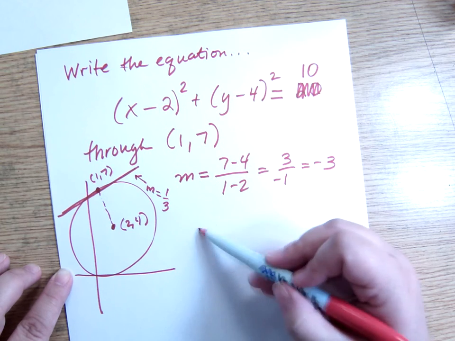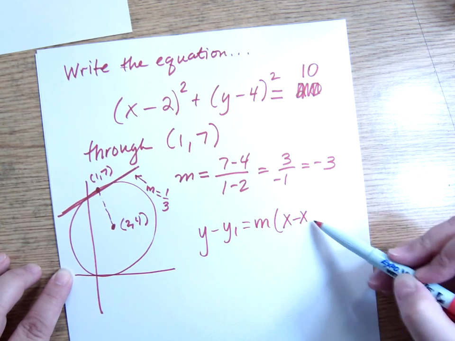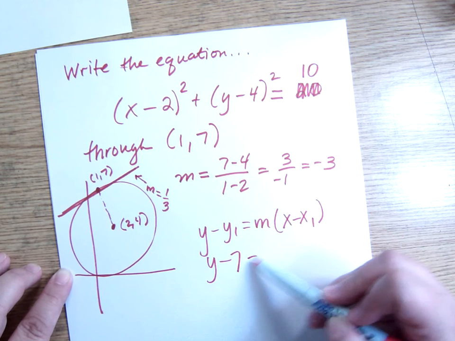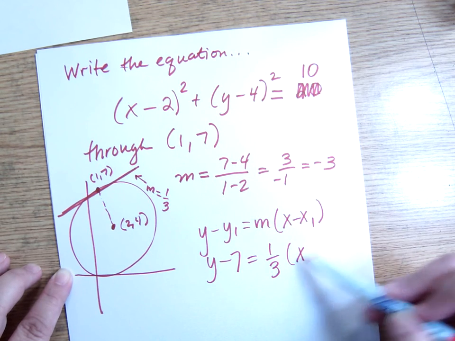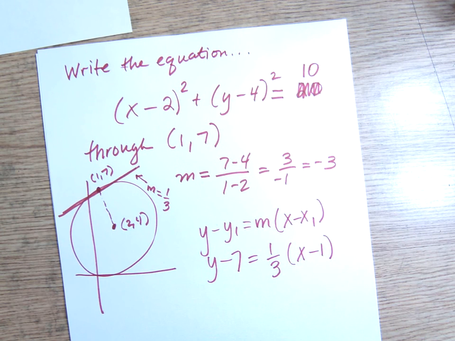And then all I have to do is put it in point slope form. So I get y minus 7 equals 1/3 times x minus 1. And I'm going to post some more practice for you to do and show you that worked out so you can go ahead and try a few.